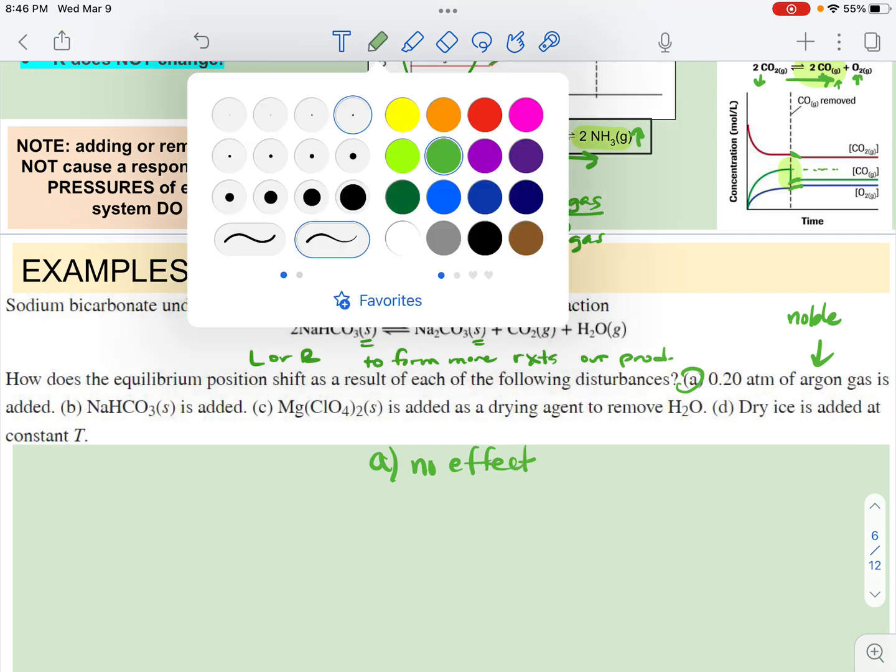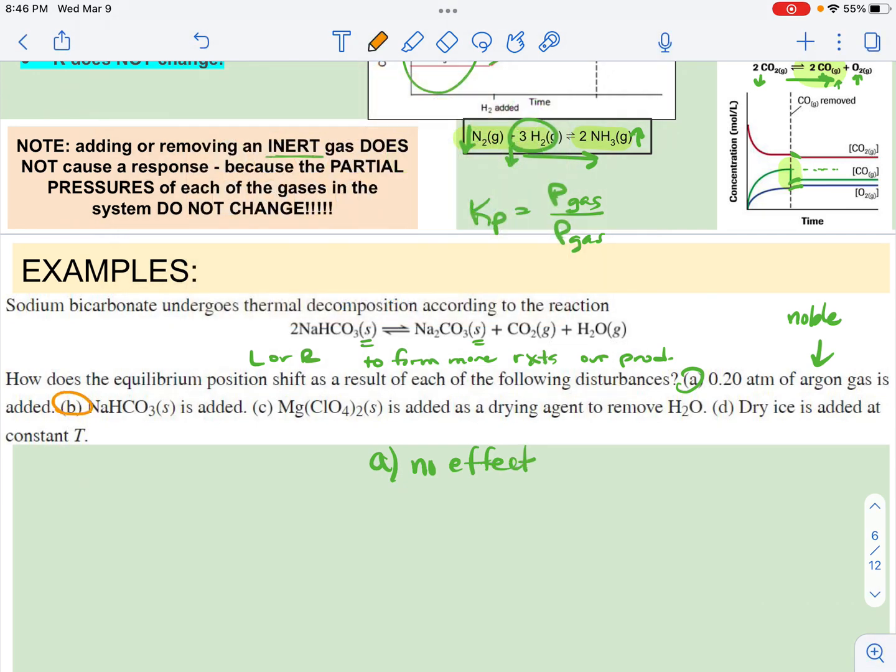All right, part B says you're going to add NaHCO3 solid, so sodium bicarbonate solid. I don't care if I have a lot of solid or a little solid here, it's a solid, and it's not in my equilibrium constant. For this, the equilibrium constant, Kc or Kp, would include only the CO2 and the H2O, whether it's Kc or Kp. I'm not putting brackets or pressures, just know that. The other two would be over 1, and the other two are solid, so they wouldn't be there. So B is also no effect.